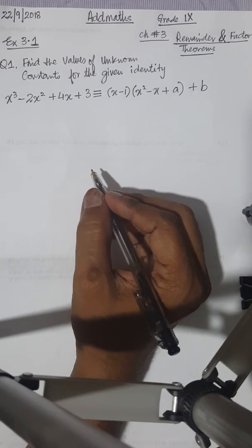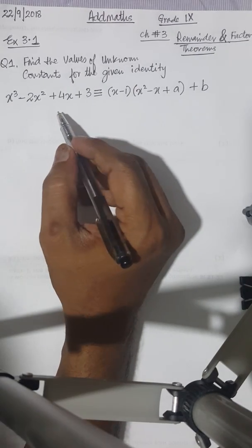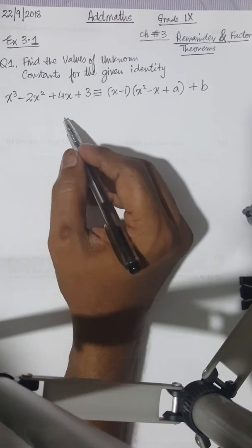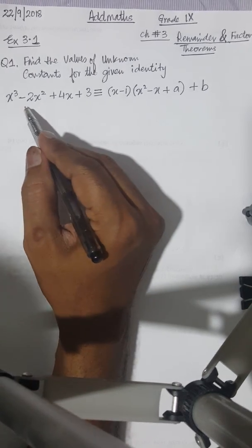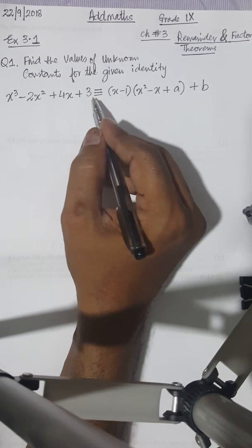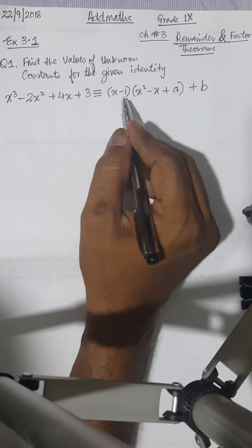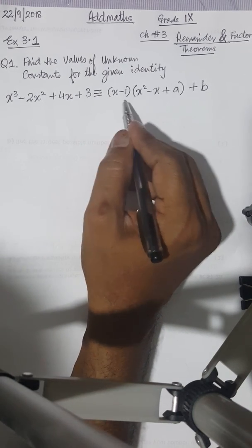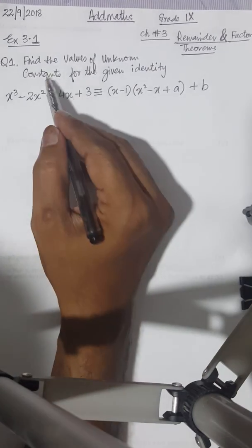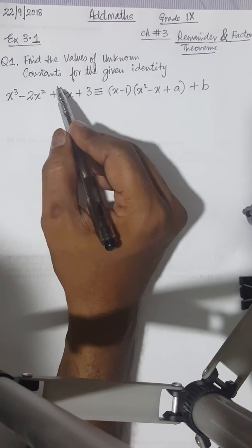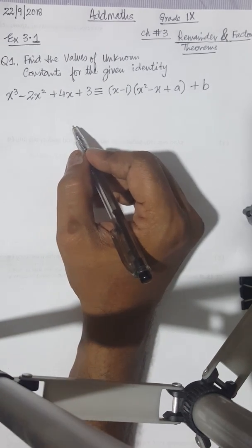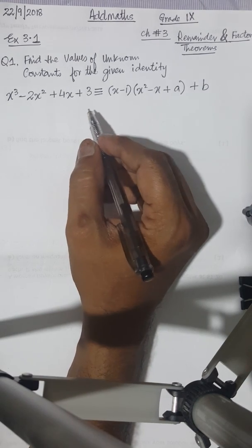Now we have some questions in this, and in this question they are giving us polynomial identities. Polynomial means many terms, so we have many terms in the variable x, and there is a symbol of identity here, and on the right hand side we have more polynomials. Now in this they are asking us to find the values of unknown constants for the given identity. Now we need to understand what are unknown constants here.